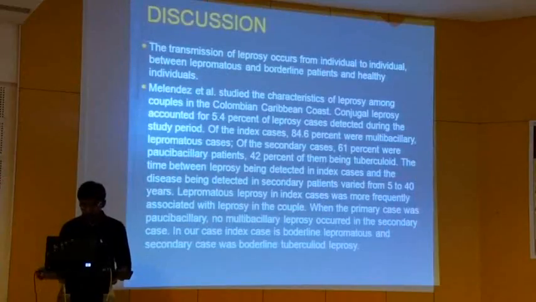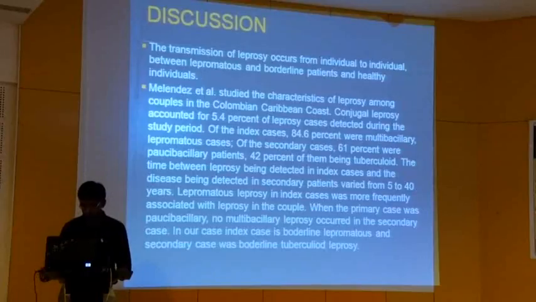Coming to discussion, the transmission of leprosy occurs from individual to individual between lepromatous and borderline patients and healthy individuals. Melendez et al. studied the characteristics of leprosy among couples in the Colombian Caribbean coast. Conjugal leprosy accounted for 5.4% of leprosy cases detected during the study period. Of the index cases, 84% were multibacillary lepromatous cases. Of the secondary cases, 61% were paucibacillary patients, 42% of them being tuberculoid.